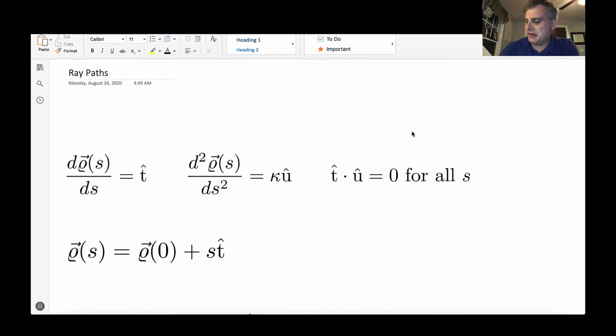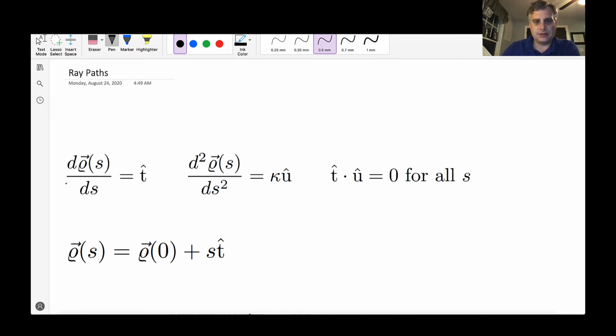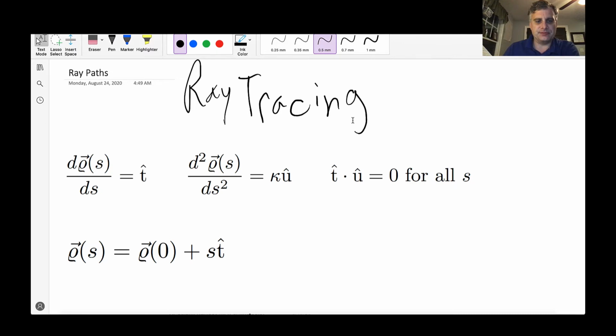Welcome back. Our topic today is going to be ray tracing and the formal definition of what is a ray and how do you trace it.